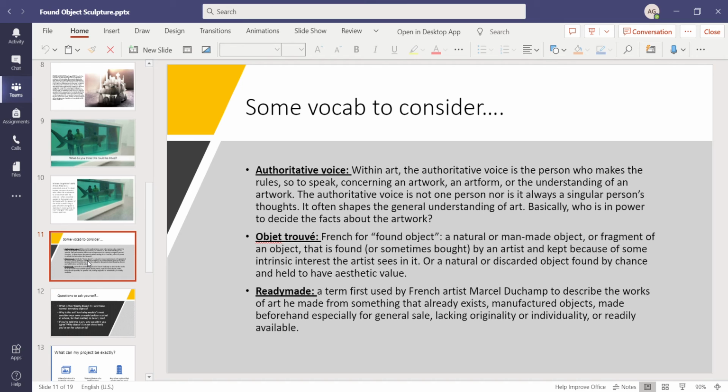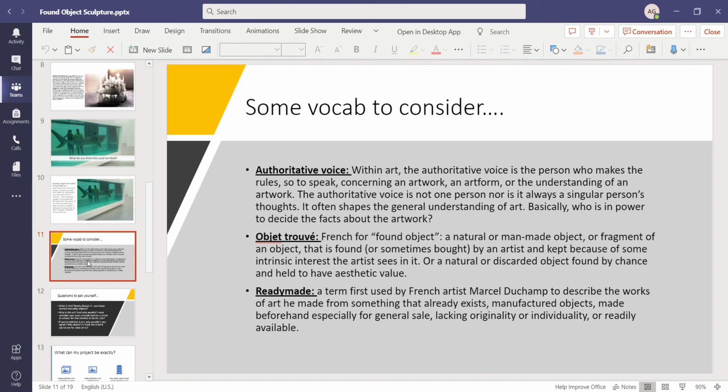It's a natural or man-made object or a fragment of an object that is found or sometimes bought by an artist and kept because of some intrinsic interest or some special interest the artist sees in it. Or a natural discarded object found by chance, so you weren't really looking for it, you just happened upon it, that holds an aesthetic value.